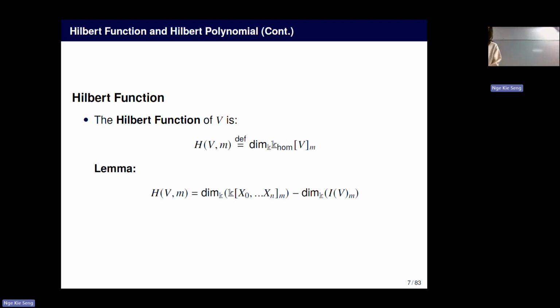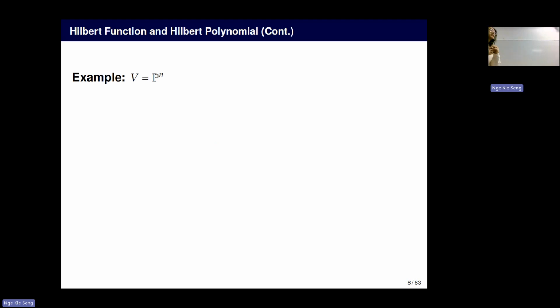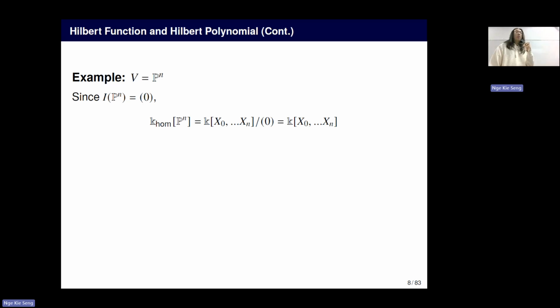Now with these definitions and lemmas, we can play a few things around for certain projective varieties. For example, we take the projective variety here to be P^n, and we calculate the Hilbert function of P^n. Like what we said just now, we're going to calculate using the subtract lemma. Since the vanishing ideal on the projective space is the zero ideal itself, we can deduce that the homogeneous coordinate ring is just a polynomial ring over x_0 to x_n itself, because you're just quotienting out the zero ideal and you wouldn't make much difference.